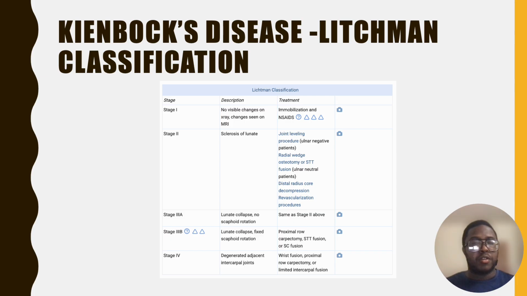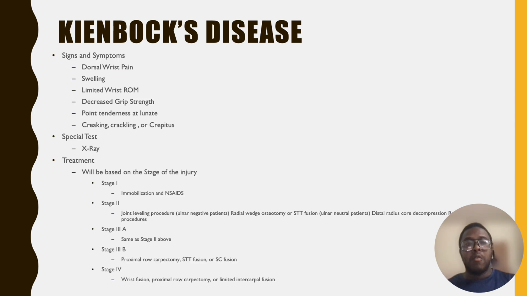We will go to treatment on the next slide, but first let's talk about signs and symptoms. We have dorsal wrist pain, swelling, limited range of motion, decreased grip strength, point tenderness on the lunate bone, and creaking, crackling, or crepitus. The diagnostic test is X-ray or MRI, depending on what stage it is. As I mentioned before, each stage has a certain treatment.